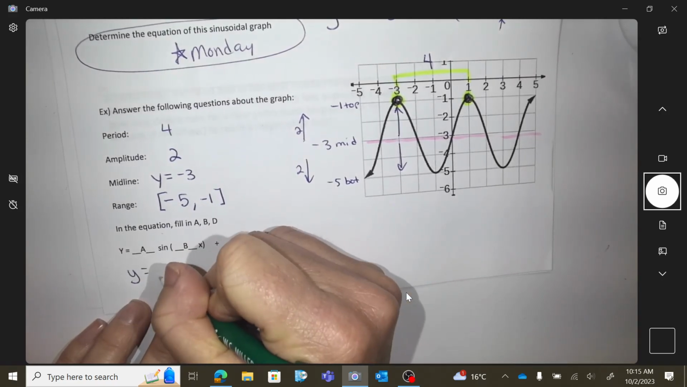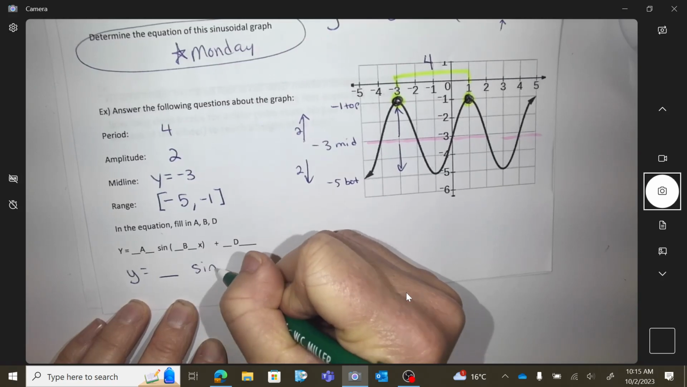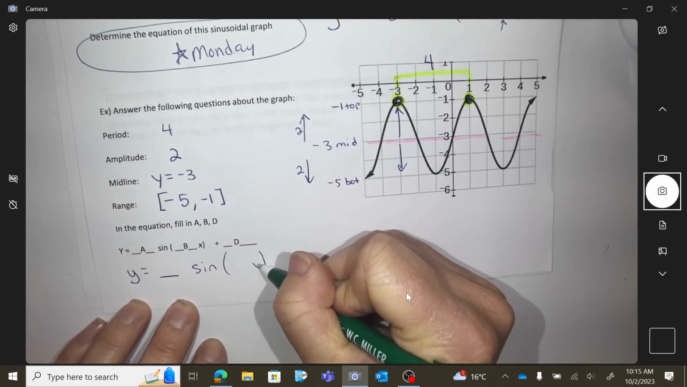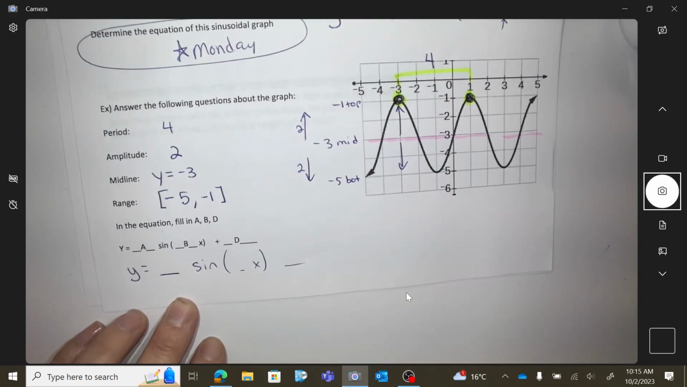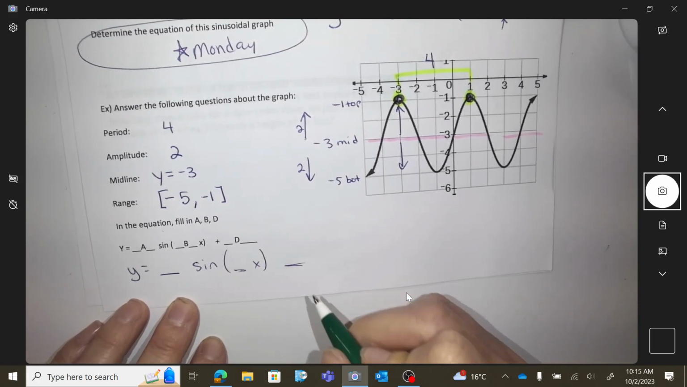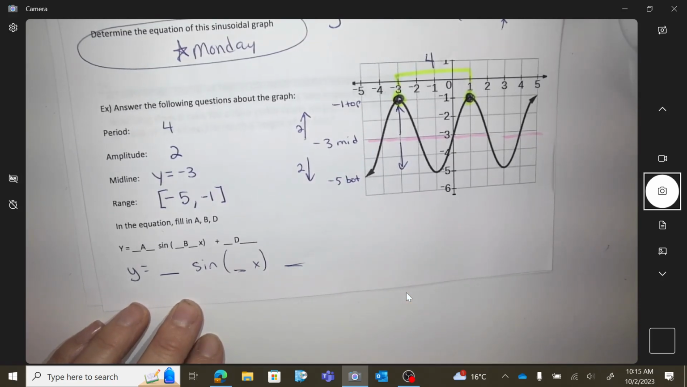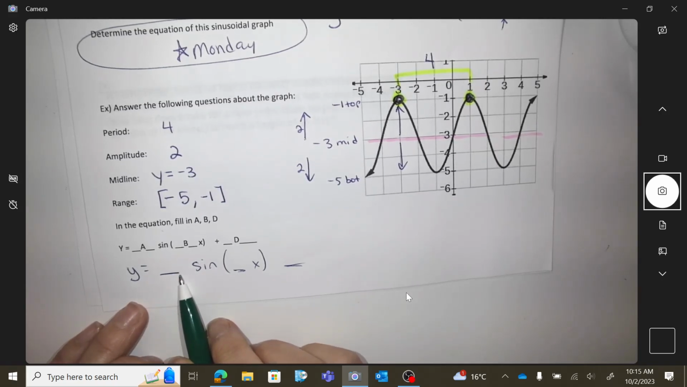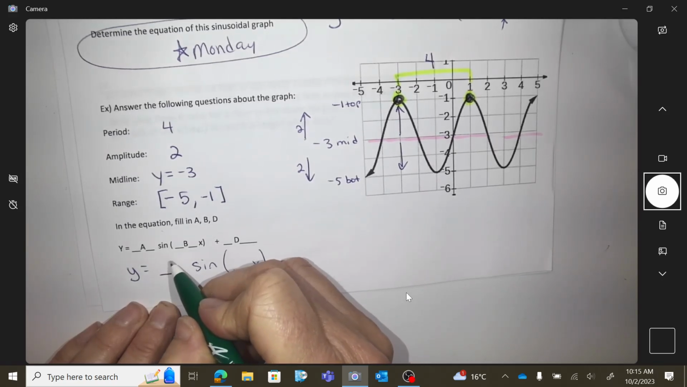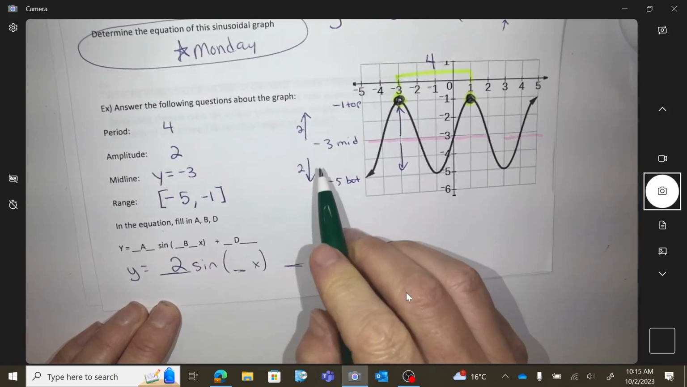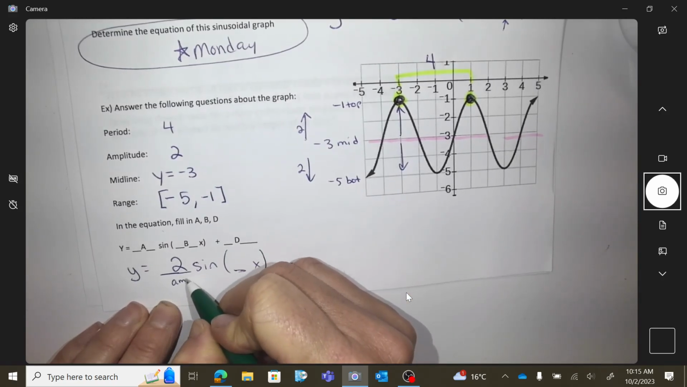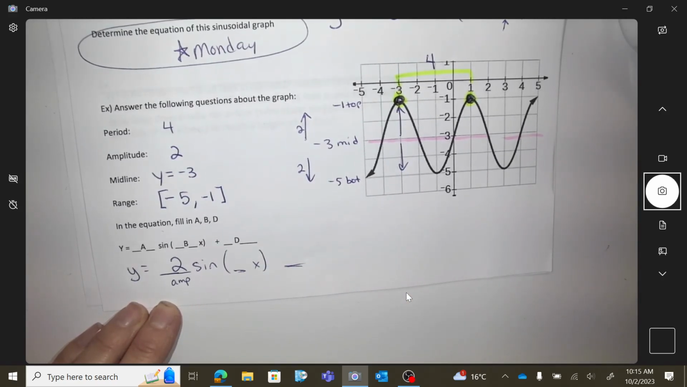Okay, so I want you to fill in, we're going to put some numbers in these spots now. So if we were to make an equation, what number went into the front? The multiplier in the front. So the multiplier would be 2, because that is our amplitude. What do we multiply by?